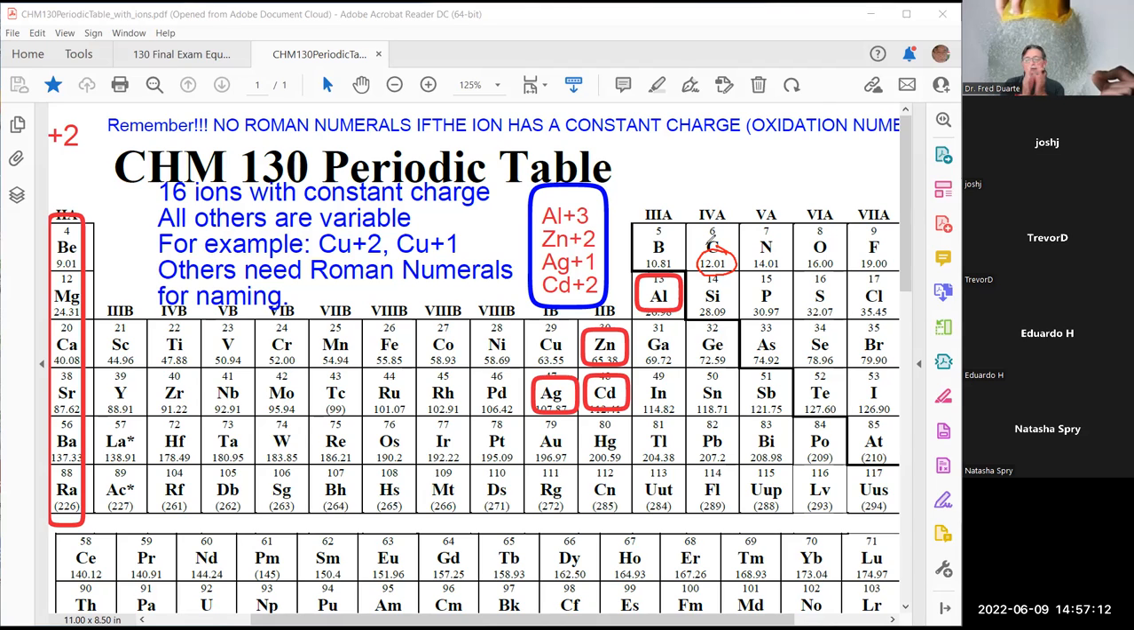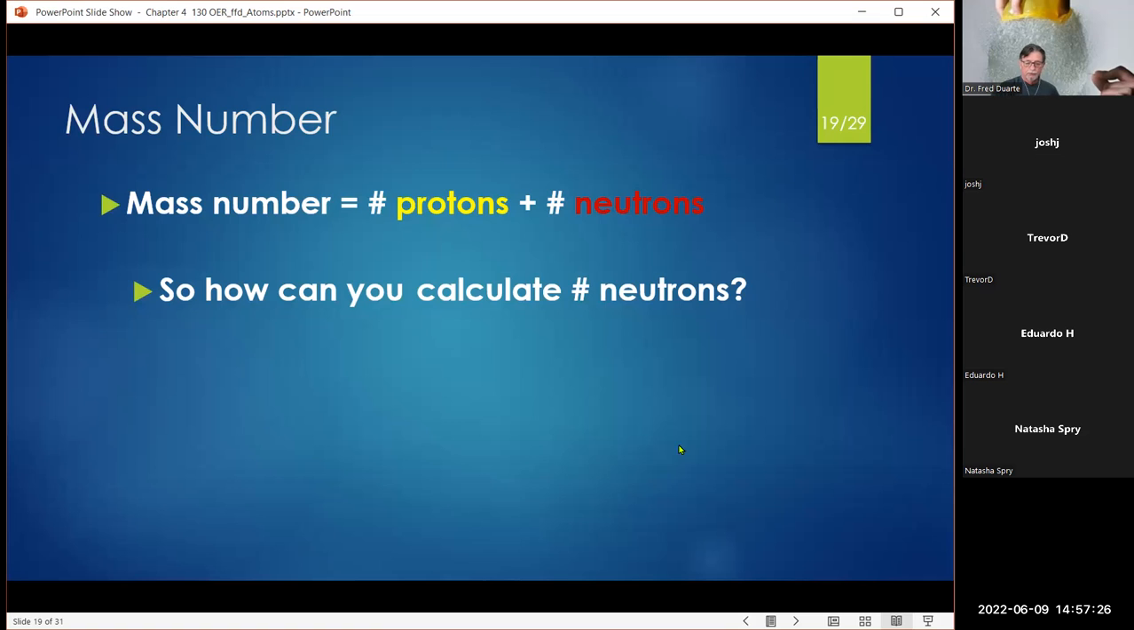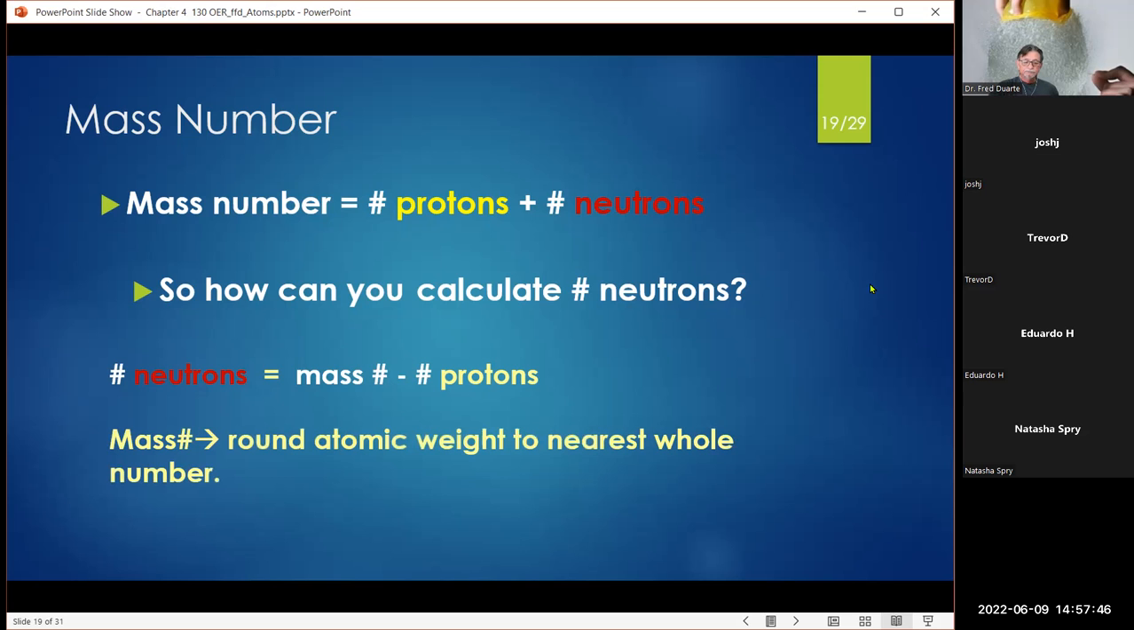Now, here's something that sometimes can be a little bit challenging to think through, but we're going to work it through to make sure you understand. Question is, how do we calculate the number of neutrons? Okay, all right. We know that the mass number is equal to the protons plus the neutrons. So we can rearrange that equation and say the neutrons is equal to the mass number minus the number of protons, or the electrons if we're talking about neutral elements, right? So what do we do? We go to the periodic table and we look at the atomic weight, okay? And we round it up to the nearest whole number.